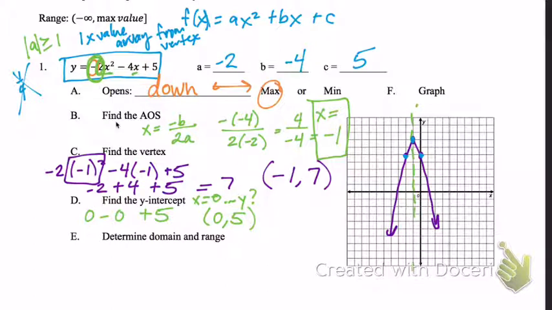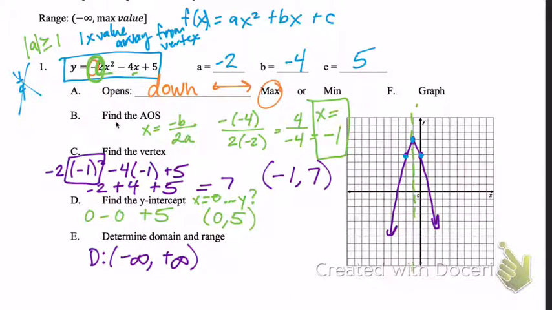So then lastly, the domain and range. Domain for parabolas is always the same. So that's going to be an easy freebie point on your test. Domain is always negative infinity to positive infinity. Always, always, always. It's always going all the way left and all the way right.